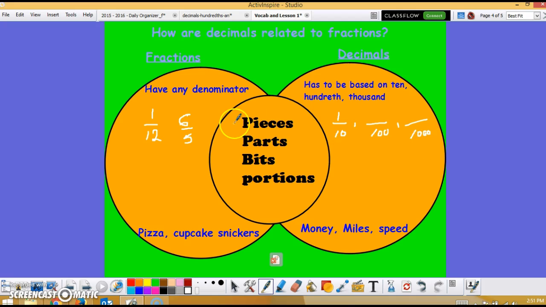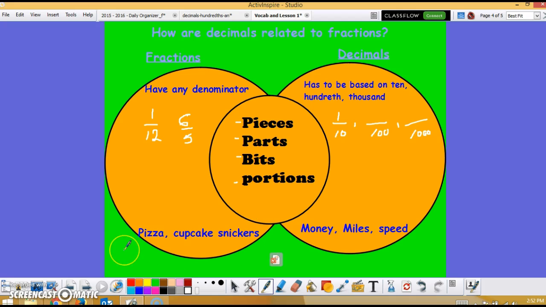But the thing that they have in common is the fact that decimal fractions are not wholes. They're pieces, they're parts, they're bits, they're slices, they're portions. Fractions and decimals are a piece of a whole. If you understand that place value in decimals is also related to place value in whole numbers, you'll be in good shape when we try Lesson 2, converting fractions to decimals and converting decimals to fractions.